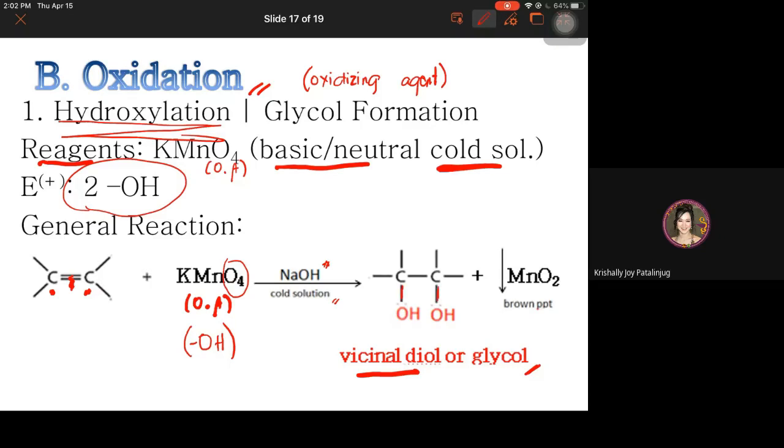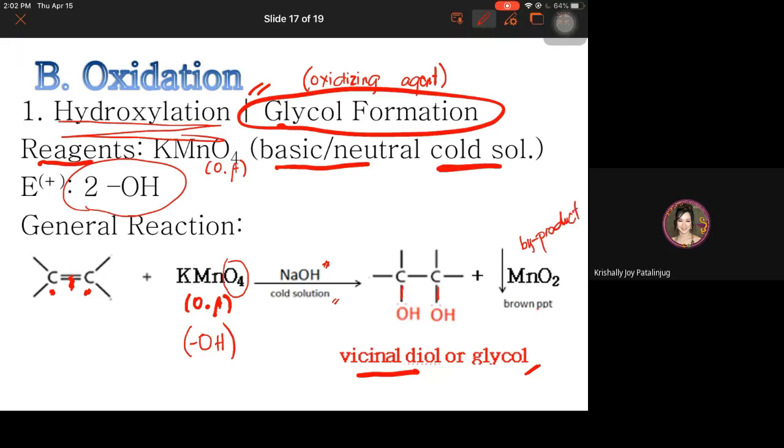That is why a vicinal diol is the major product. Okay? Vicinal means the added OH or hydroxyl groups are adjacent. This product in general is a glycol. Okay, that is the name of the structure, a glycol. That is why glycol formation is also another term for the reaction. Because the major product is a glycol or a vicinal diol. This is just a byproduct. It's up to you if you write this upon predicting or writing the equation.